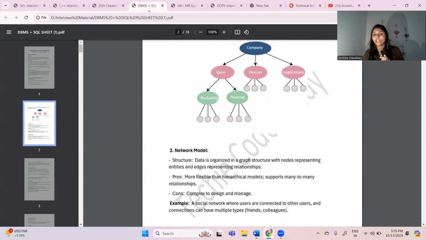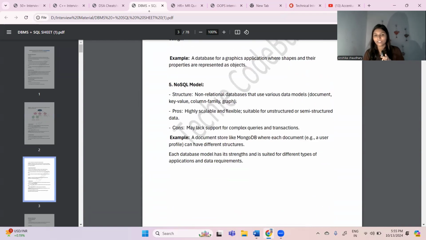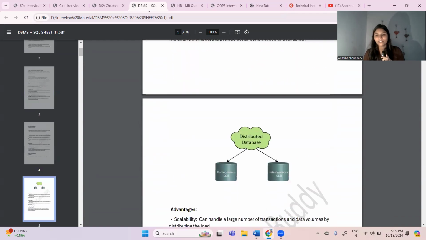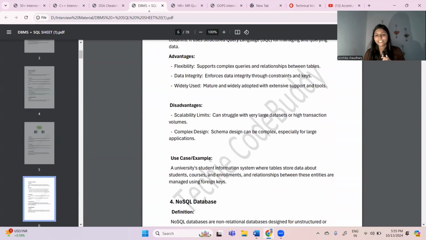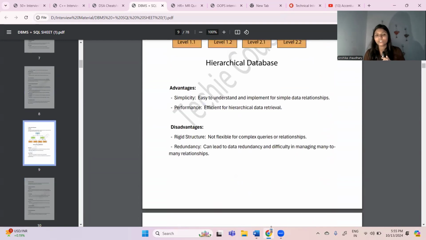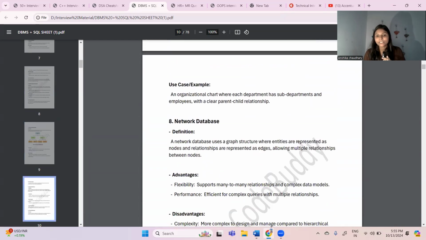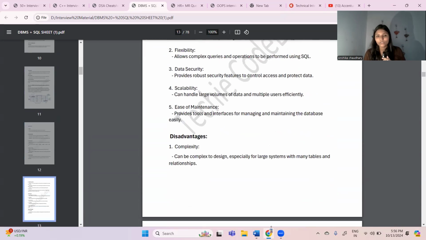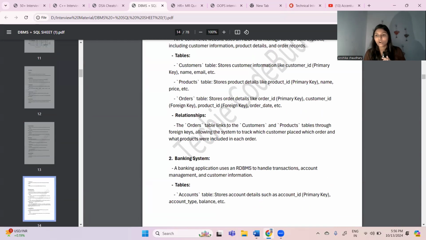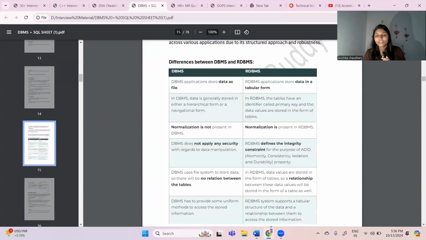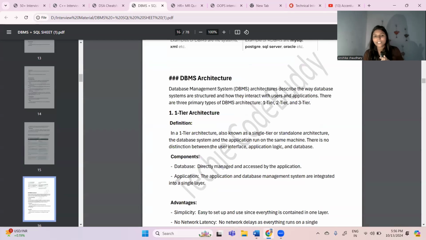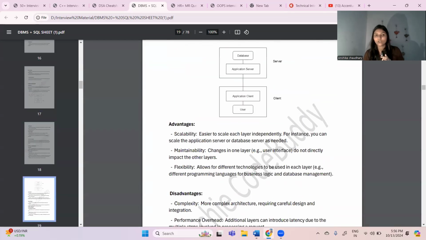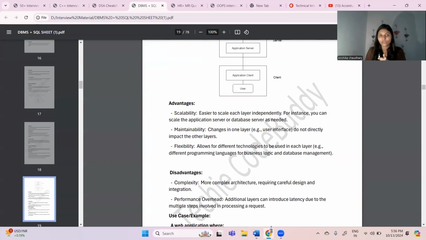Evolution of database model along with the diagrams. I have shown everything. Now, if you see, these are the advantages, etc. So this is the DBMS plus SQL guide. And also I have provided the ACID properties, etc. All the things are in detail: difference between DBMS and RDBMS, DBMS architecture, all the things. This is the DBMS plus SQL guide.